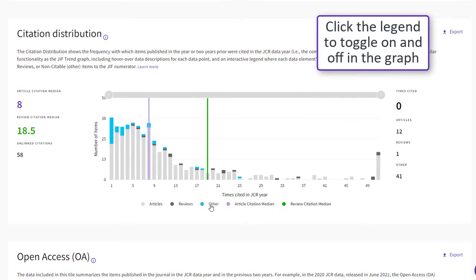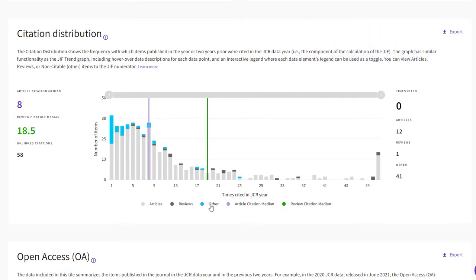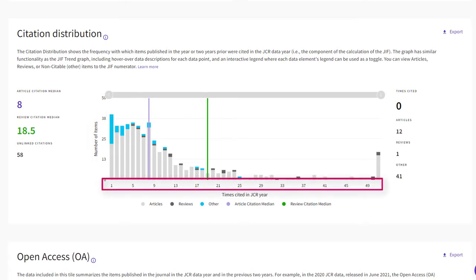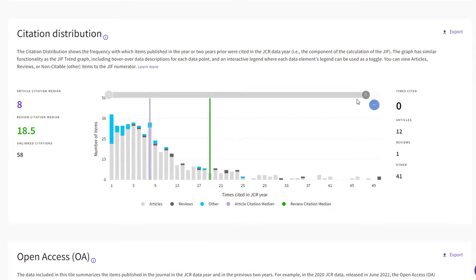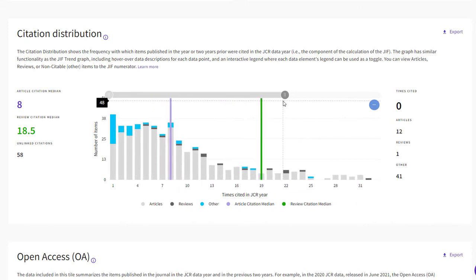more evenly distributed? The vertical axis indicates the number of documents, and the horizontal axis indicates how many citations those documents received. Use the slider bar to zoom in on a region of the graph. Hover over a bar on the chart to see, for example, that there were 14 articles and 2 reviews that each received 12 citations in the JCR year.